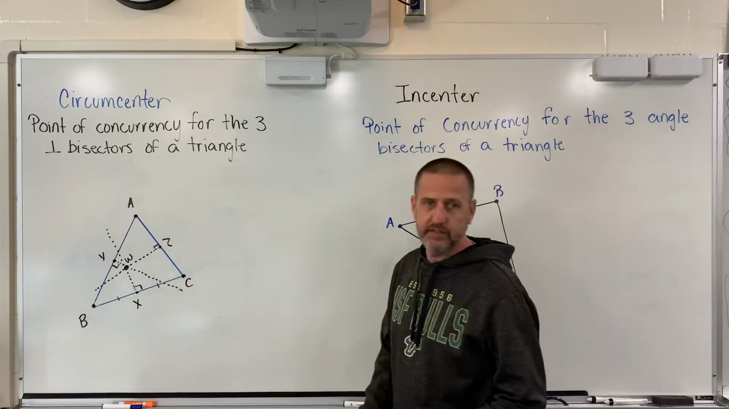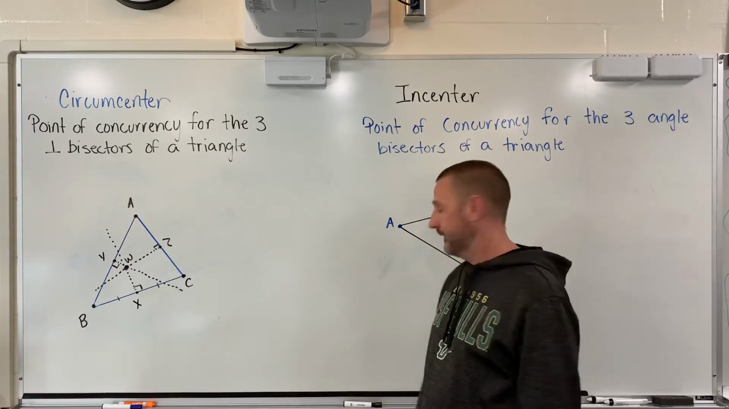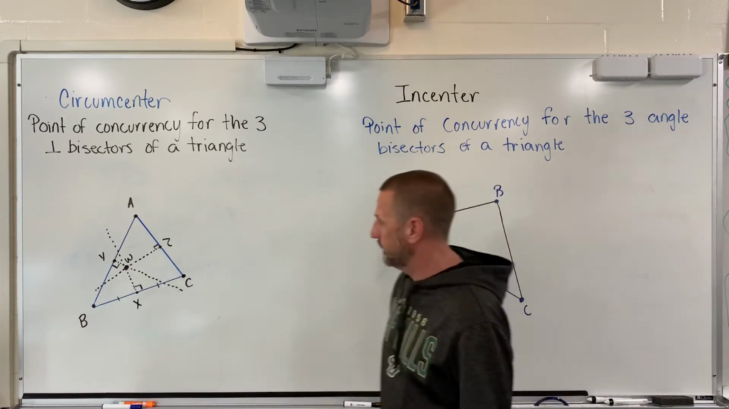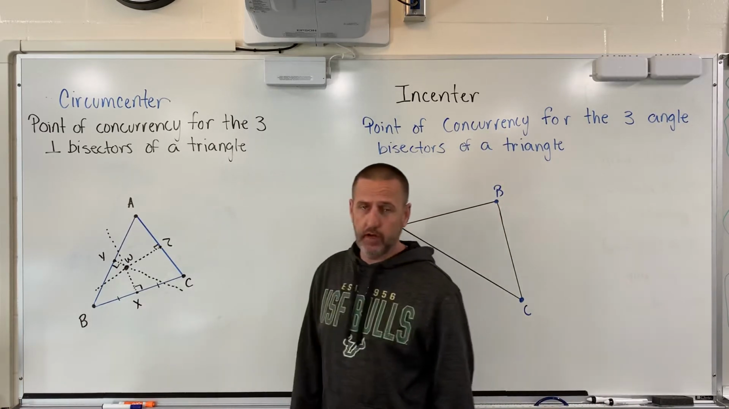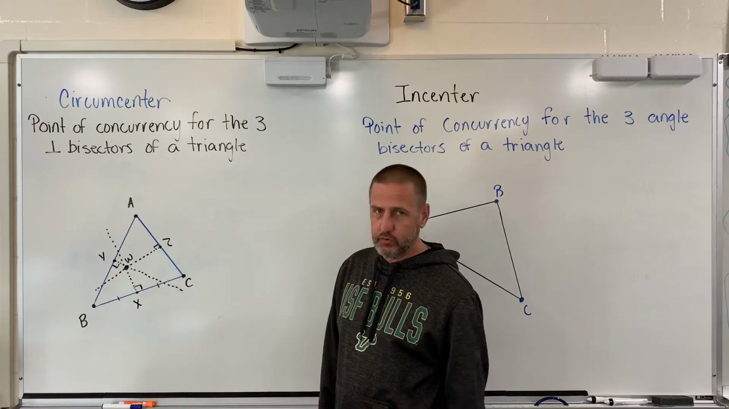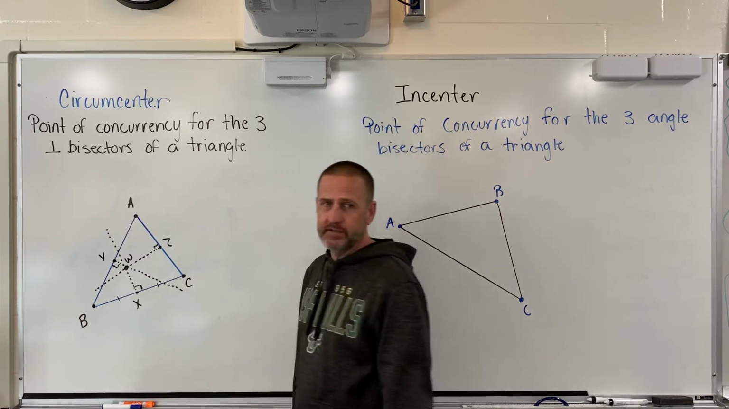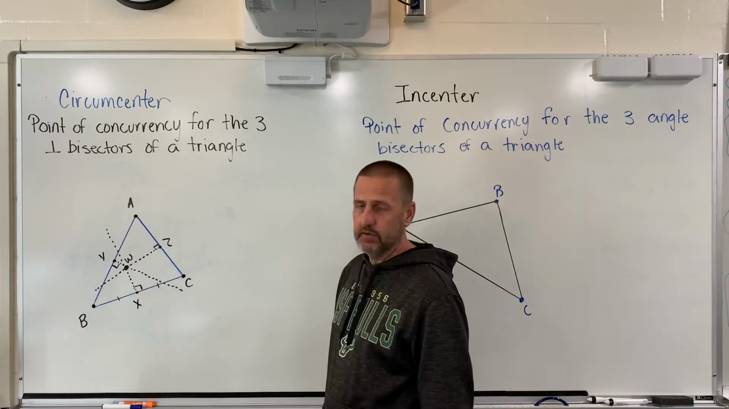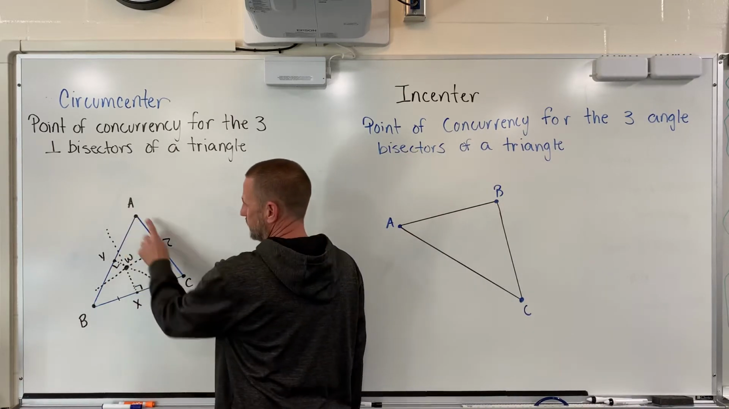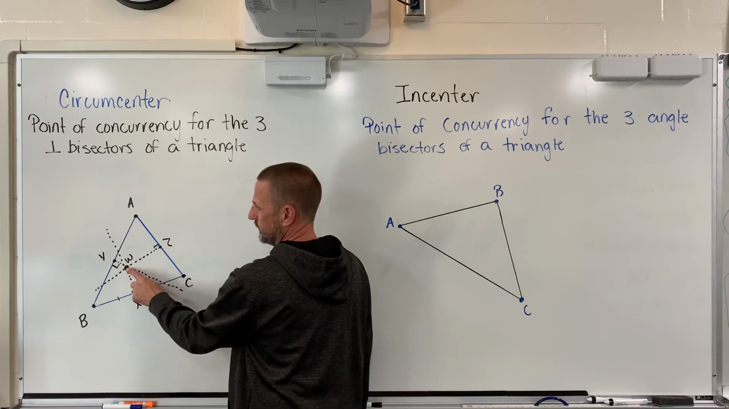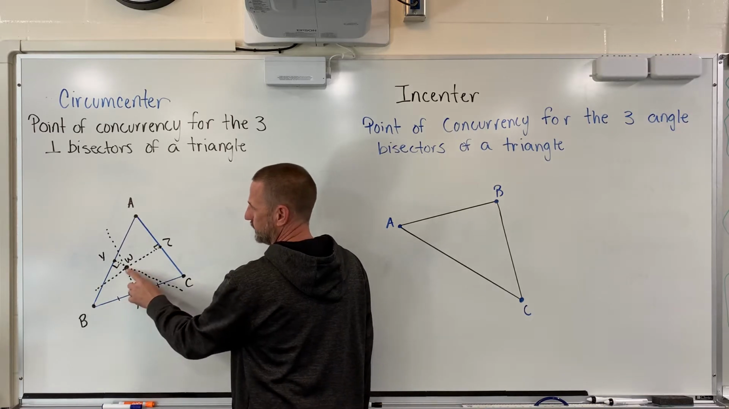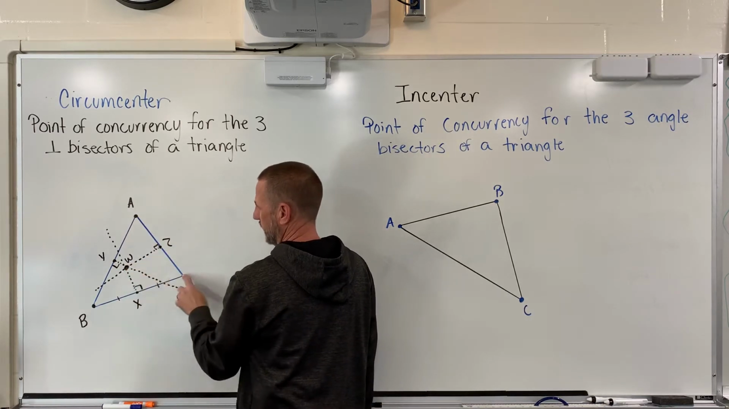Now, how is that relevant or useful in any way? Well, that's where I need to explain what this is accomplishing. When I draw these three, the point where they come together is what we call equidistant from each of the vertices of this triangle, meaning it is the same distance from W to B as it is from W to A, as it is from W to C.